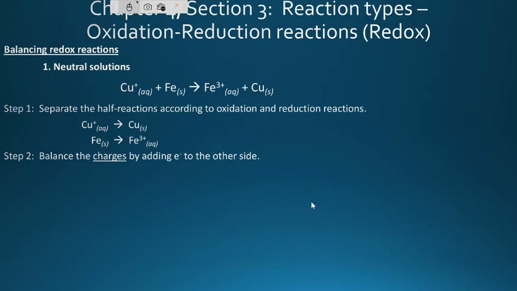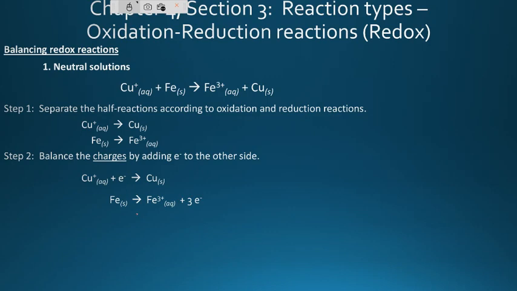Now, notice that I have a +1 on this side and a +3 on this side. So step 2 means I'm going to have to balance the charges on both sides by adding electrons to the other side, to make sure that my pluses on this side become neutral. Notice that I gain an electron on this side. And on my iron, I'm going to gain 3 electrons on the product side to remain neutral overall.